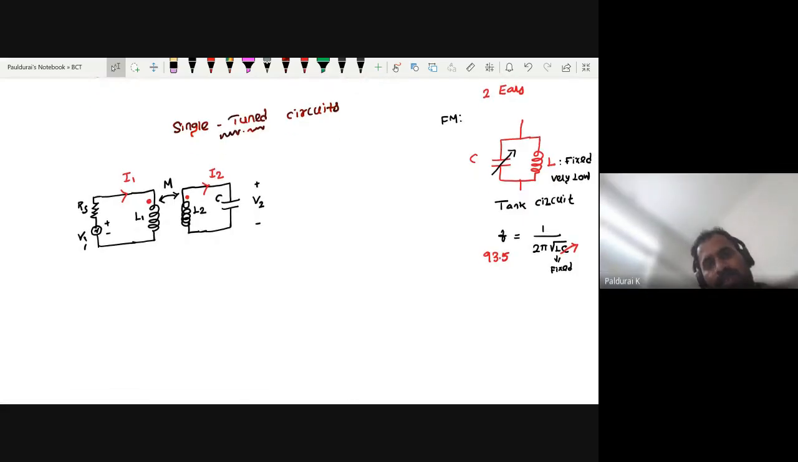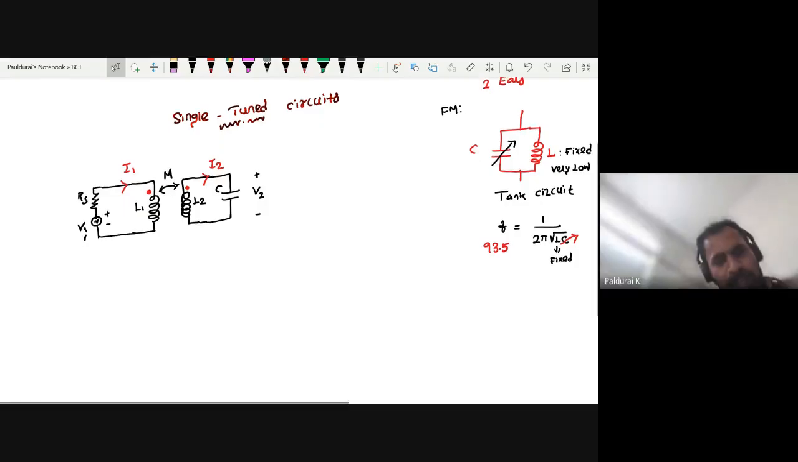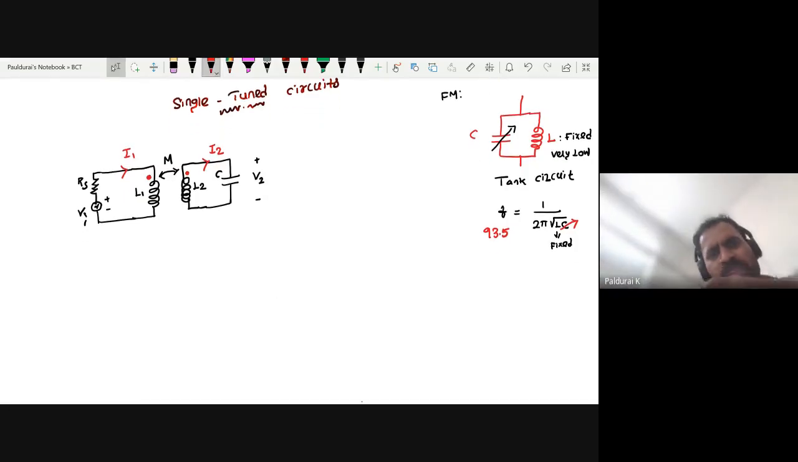Yes or no? Do you want to repeat this diagram? How to sketch the circuit diagram for single tuned circuit? Or is it understood? Understood, sir. Okay. But take any inductor, it may also have some internal resistance, right?